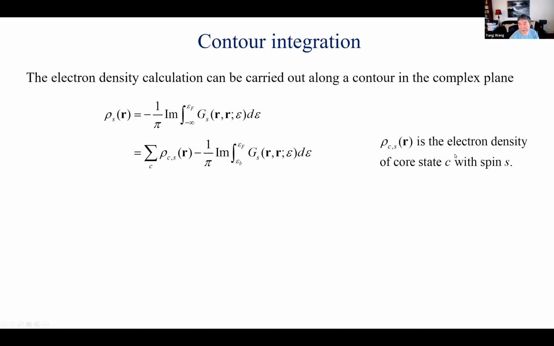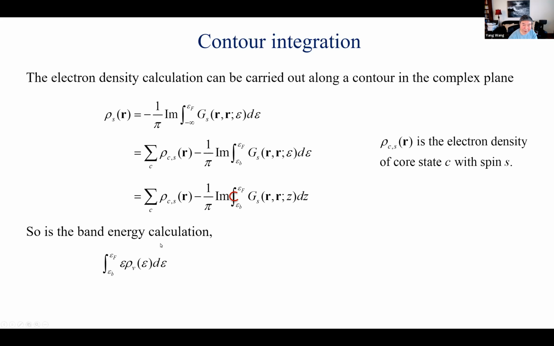Here, rho_CS is the electron density for the core state C with spin S. Then for this integration from the bottom of the band to the Fermi energy, I can choose to go along the real energy axis, or I can go along a contour. The reason I want to do that is that in the complex energy plane, the Green function becomes very smooth and easy to integrate. So I don't have to choose many grid points, and you can use different numerical techniques. In the end, tens of points are sufficient for this integration. So it becomes much easier to do this integration in the complex energy plane.